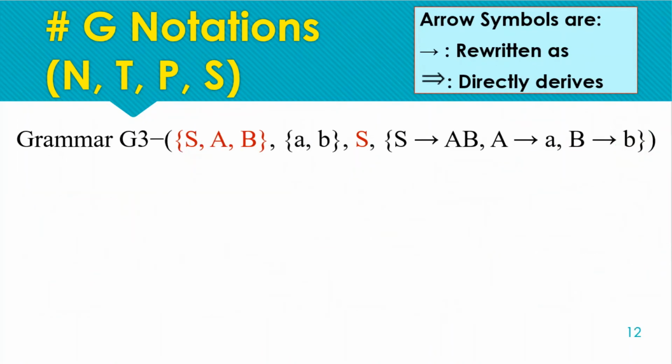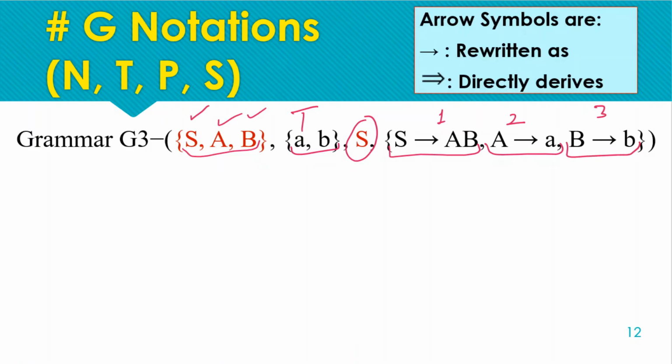Next we have this grammar with 3 non-terminals: S, A and B. These are the non-terminals, these are the terminals A and B, and the start symbol, with production rules 1, 2 and 3. So we have 3 non-terminals here, and the start symbol is given as S. We have to start with S only, we cannot start the derivation with any other non-terminal.